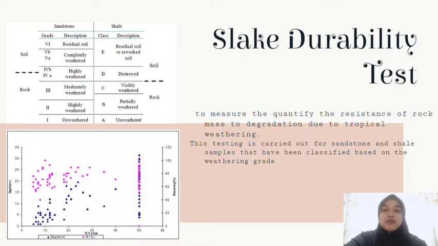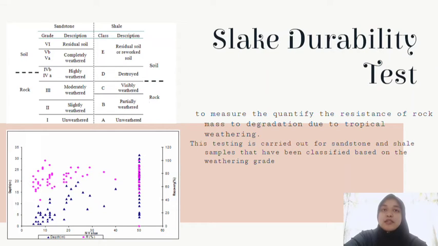I will continue with the slake durability test, which is a test carried out for sandstone and shale samples, which have been grouped by weathering grade. The test method was recommended to quantify the resistance of rock mass to degradation due to tropical weathering. The test was carried out by putting 4 groups of 10 rock lumps each into 4 separate drums which have been immersed in water.